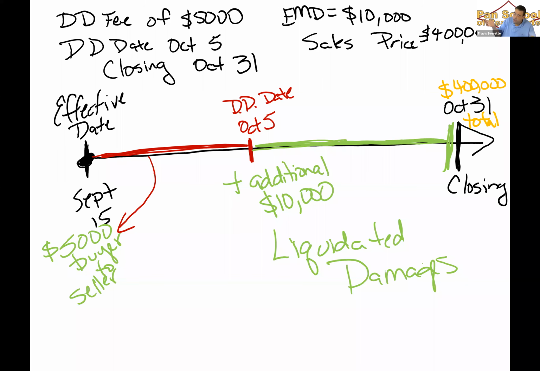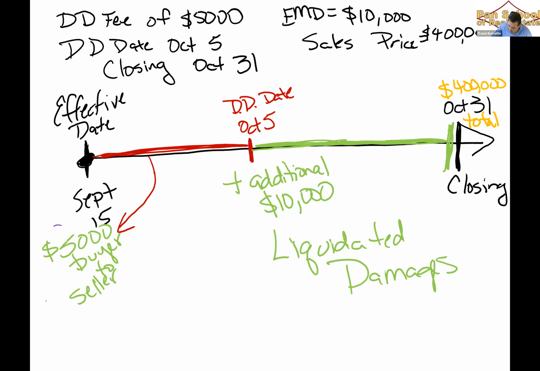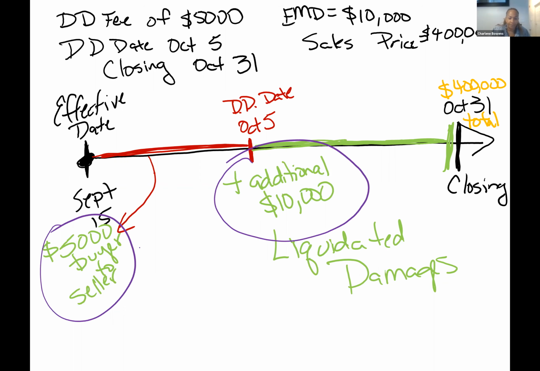Now, what do we hope people do? We hope people stay on the train the whole time and pull into the station and close. So here's my question. If a buyer really intends to close, does this cost them anything? No, because it's part of the total. Does even that cost them anything? No, because if they get all the way down to closing, weren't they going to pay that anyway?